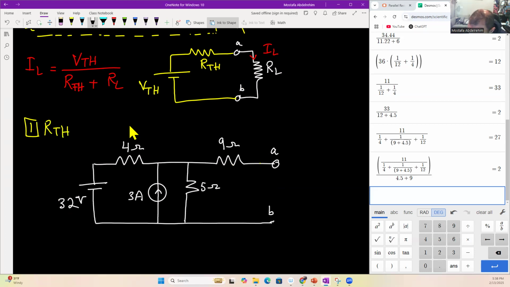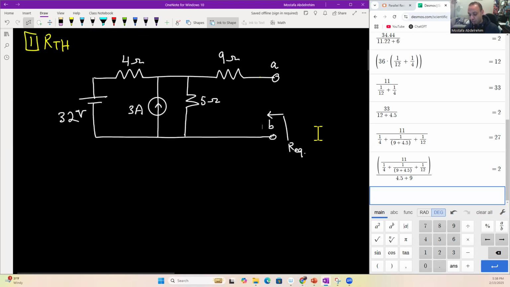So what do we do to find R Thevenin? Basically, it's something that you already know. It's basically R equivalent. So we're gonna find R equivalent between these two terminals, A and B. In the previous lessons, when we found R equivalent, usually the circuit had no sources. Now we have sources, so to find R equivalent here, you should do something very crucial, very essential. It's to kill all the sources.